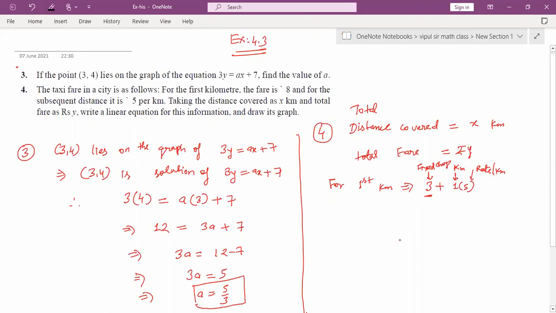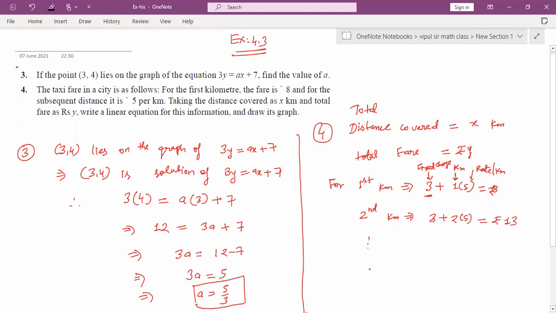Students, is this clear? For the first kilometer, it is 3 + 5. 3 + 5 is 8. Why have I written 3 + 5? Because for each kilometer, the charge of 5 rupees you have to pay. So 5 rupees you had to pay for every kilometer, so 8 we can write as 3 + 5. Since only the first kilometer was traveled, that's why I have written 1 × 5. Is it clear? Similarly, for 2 kilometers, the second kilometer, the 3 remains fixed and this is 2 × 5. In the second case, 5 × 2 = 10, plus 3 = 13.